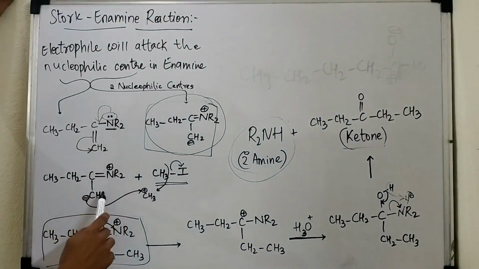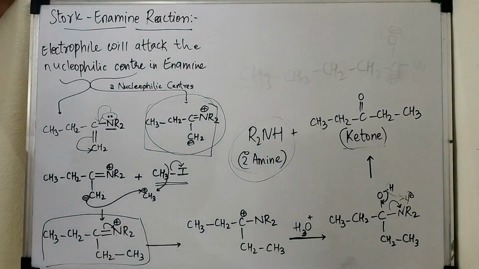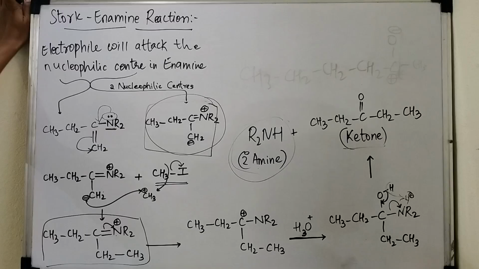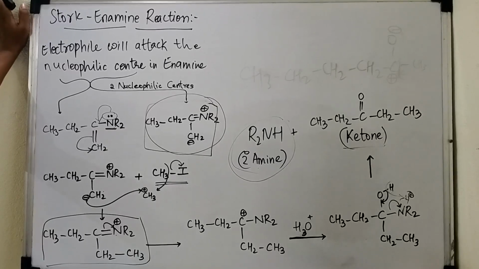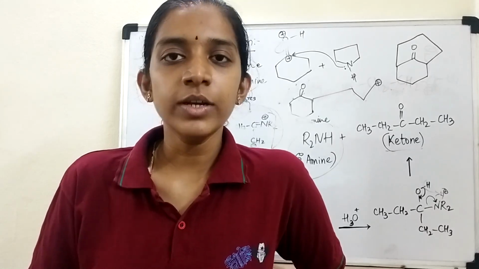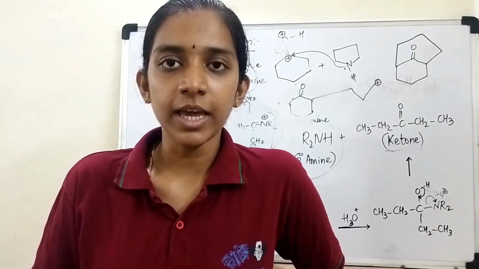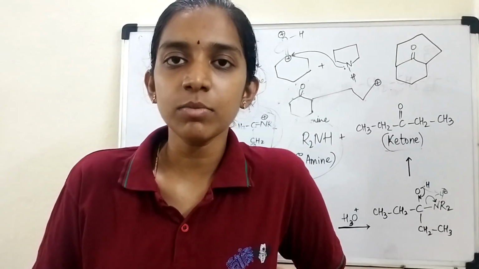Enamine is giving us ketone as well as amine when it reacts with methyl iodide and even undergoes hydrolysis later. So this complete reaction is called as Stork enamine reaction. So in today's video, we have learned the preparation of enamine, its mechanism, as well as the mechanism of Stork enamine reaction.